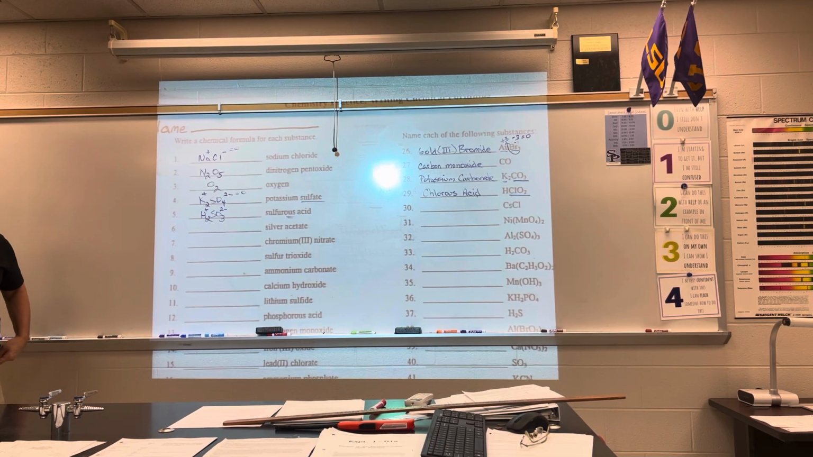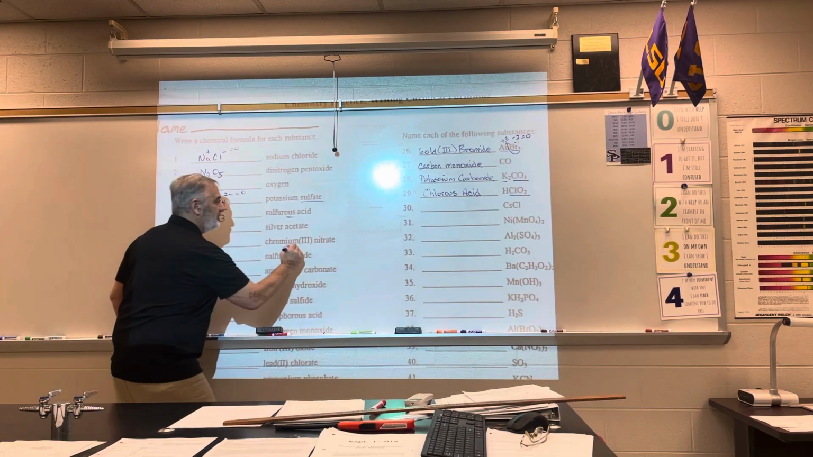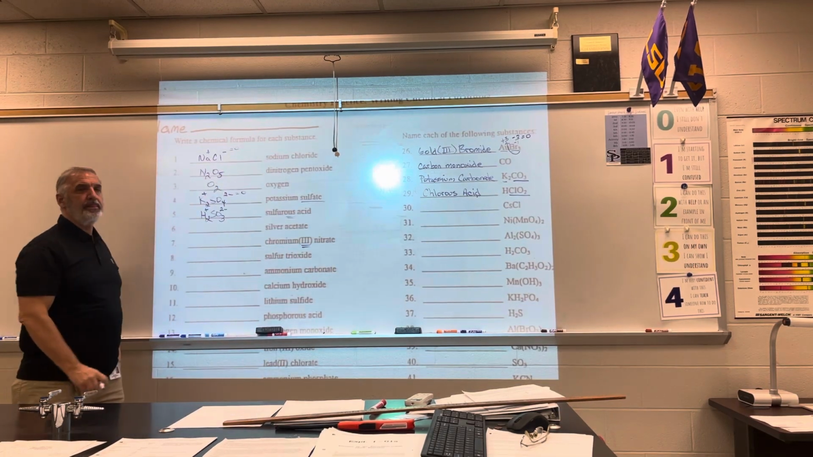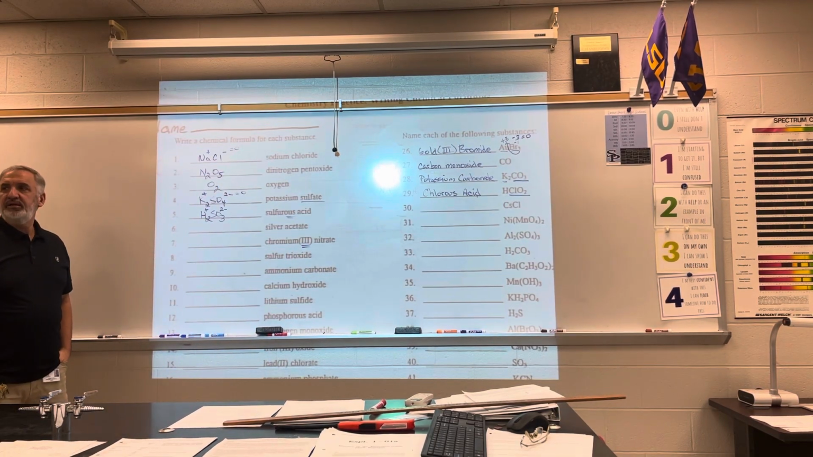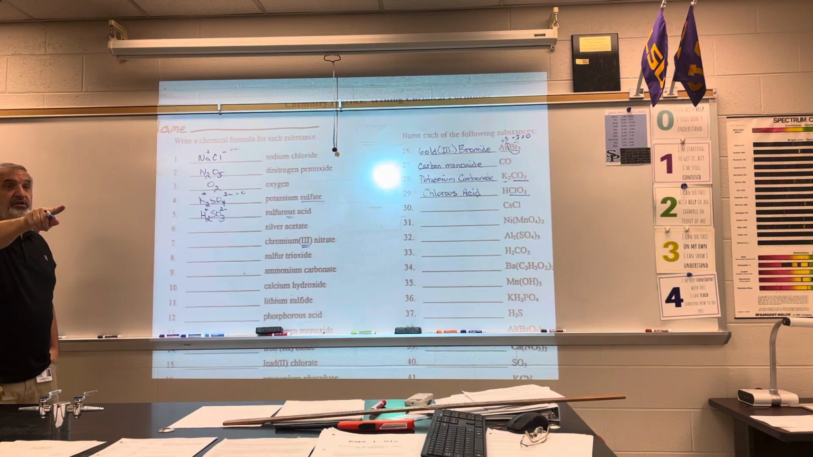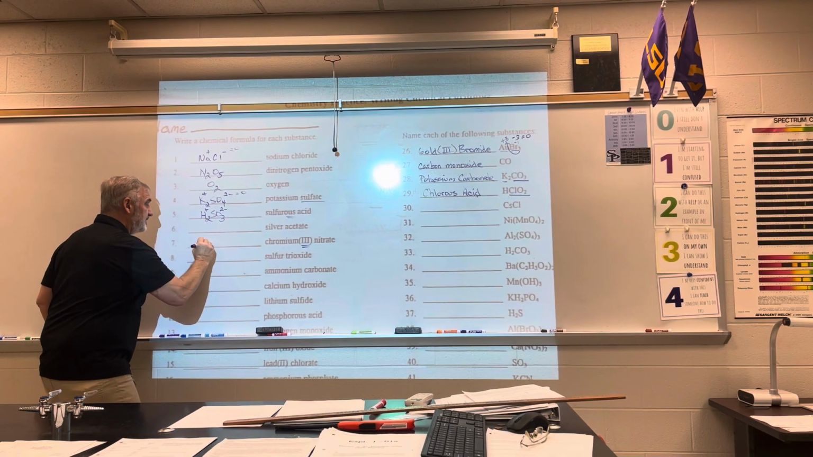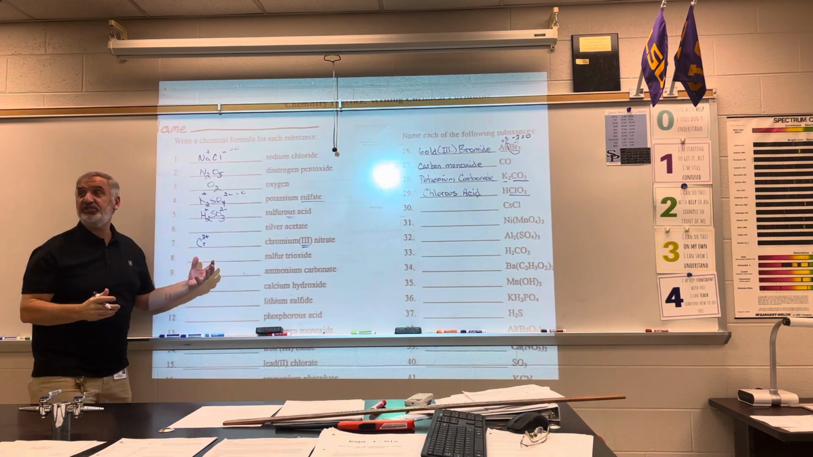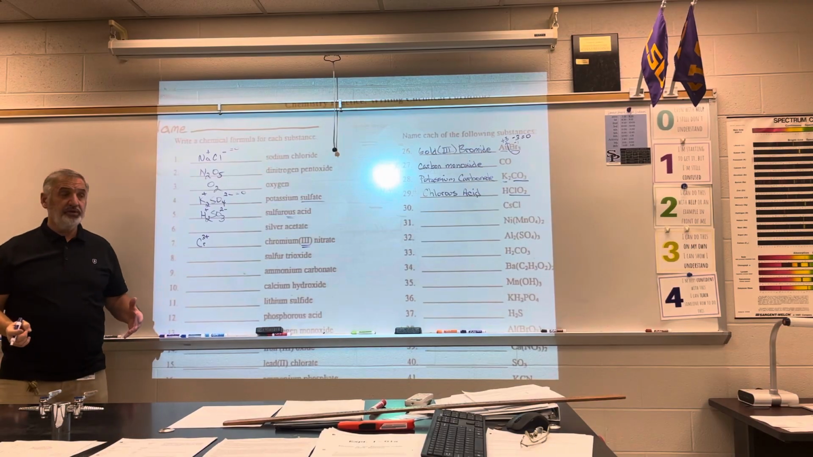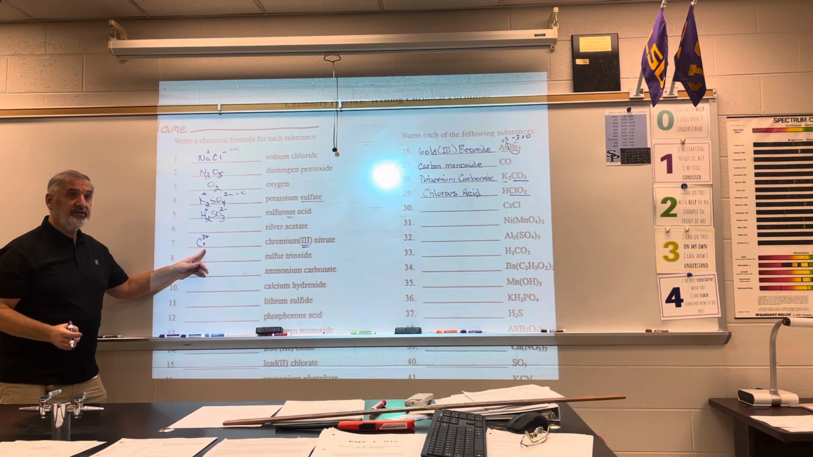I'm going to skip number 6 and go to number 7. This is the last one. What does this Roman numeral 3 tell me? It's the oxidation state of chromium. That's the level. So chromium is going to be 3+. If you say oxidation state charge, same thing. Chromium is going to be a +3.